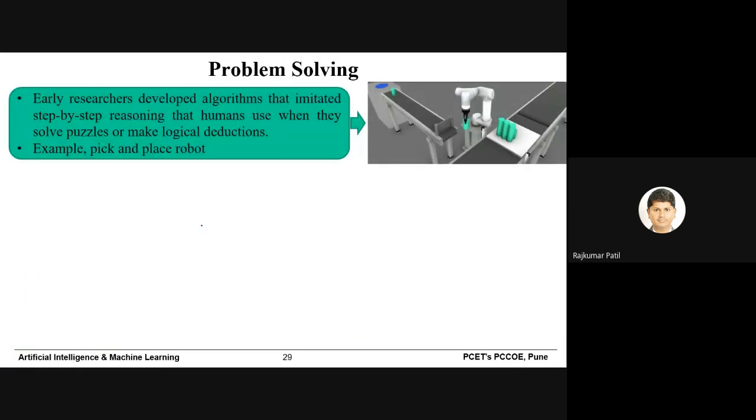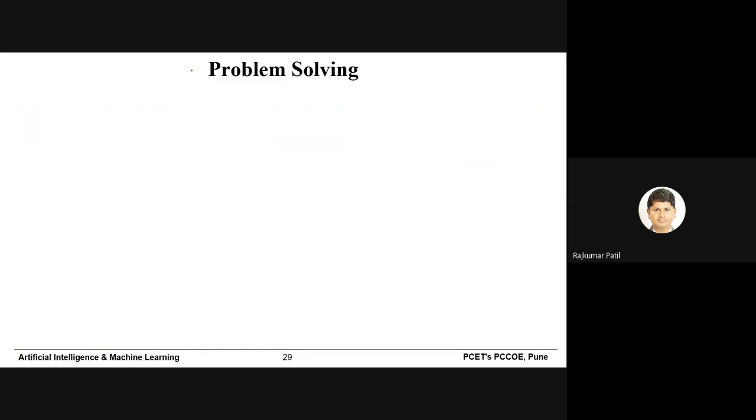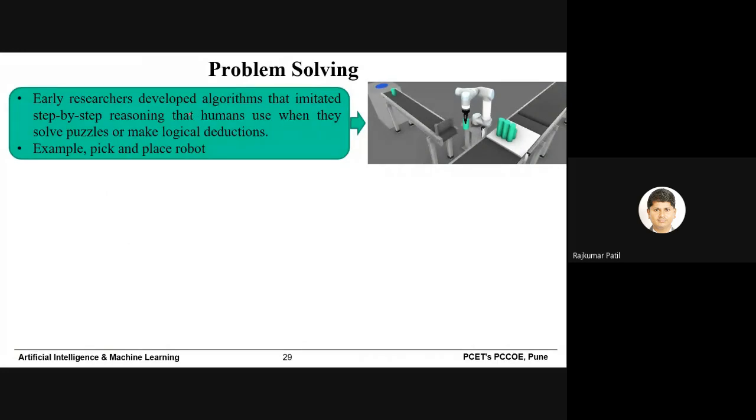Again, we will go ahead with problem solving. In case of problem solving, the first thing we need to understand is when the theory of artificial intelligence and machine learning started, how did it start? It started with very simple things. For example, the early researchers started developing algorithms that imitate the step by step reasoning that humans use when they solve puzzles or some logical deductions. The way with which we people do simple things, similarly a robotic system or AI programs are designed and developed.